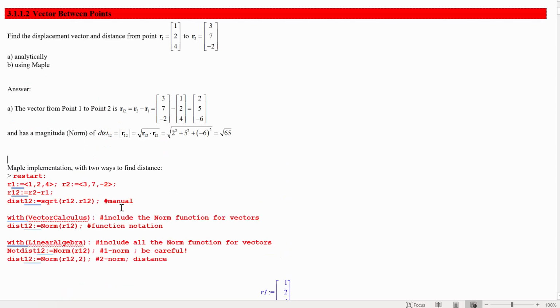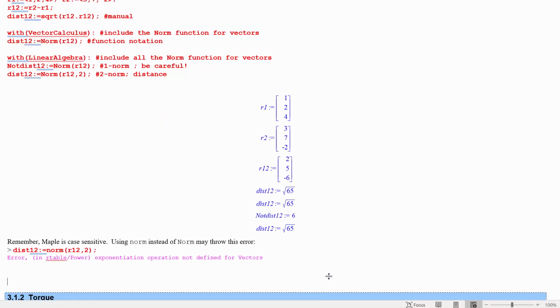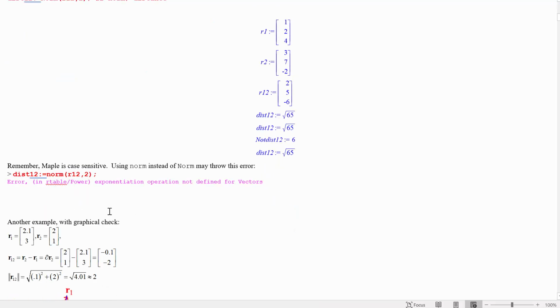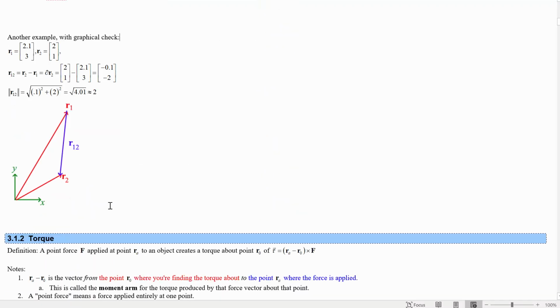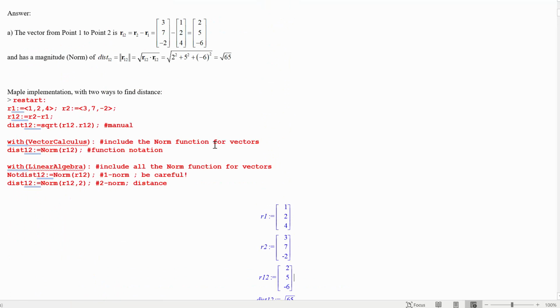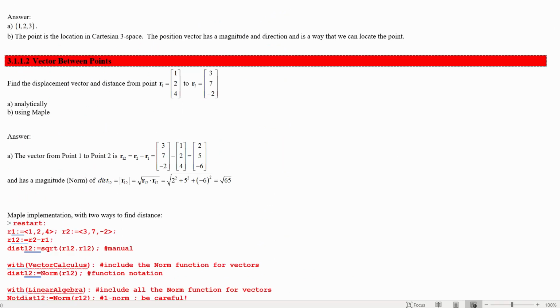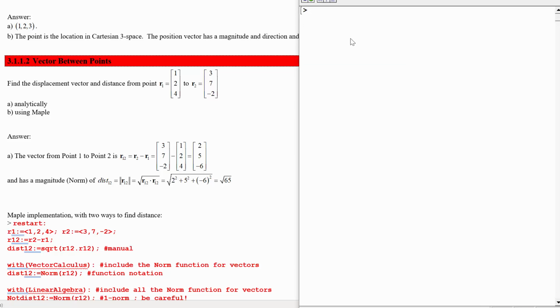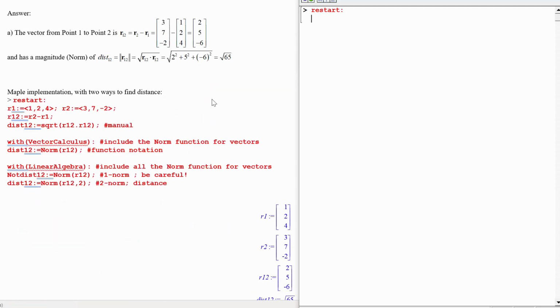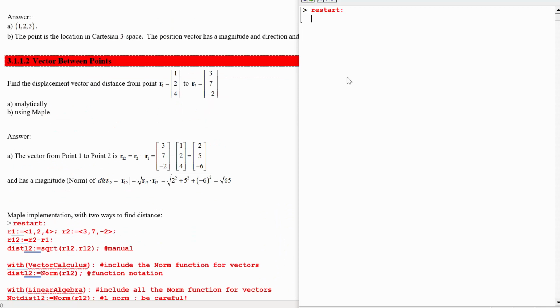What we'd also like to do is find out how to do this with Maple. So this is maybe a check. We'll leave this down at the bottom here. How do we do this addition with Maple? Well, there's a couple of different things that we're going to need. We are going to need to know how to define vectors. And you do this just with triangle brackets, right? So R1 is 1, 2, 4. R2 is 3, 7, negative 2.